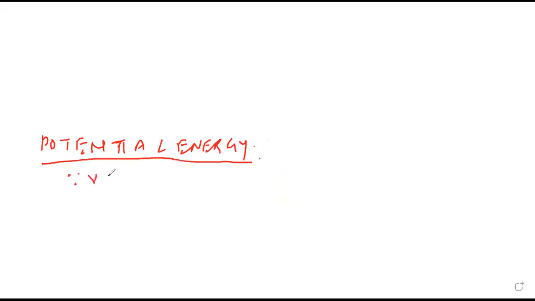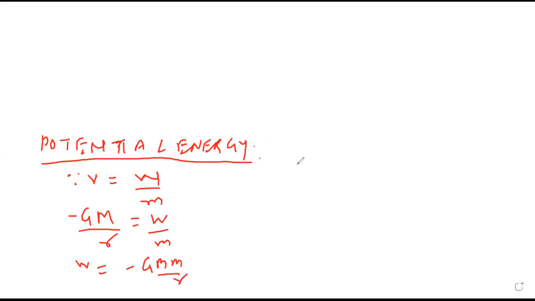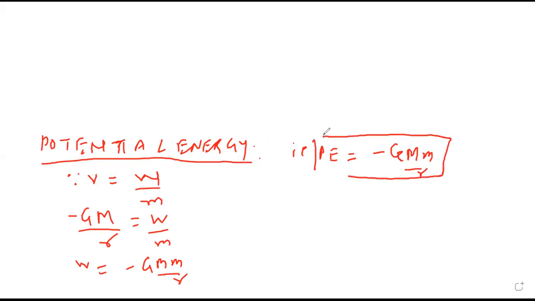Since V is work done to move mass, minus GM upon R is work done upon mass. Work done is minus GMm upon R, that is, potential energy is minus GMm upon R. So the formula for potential energy is minus GMm by R.